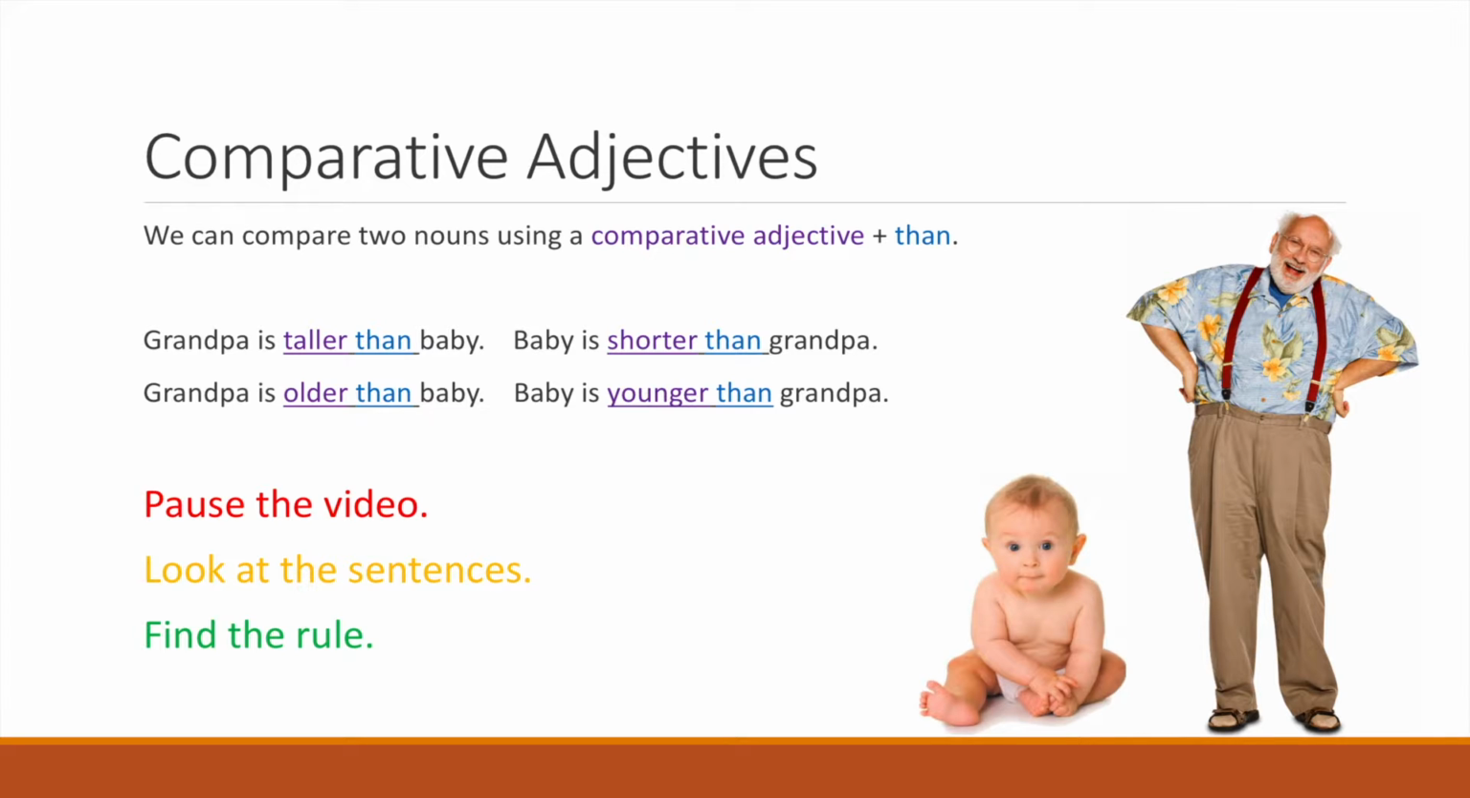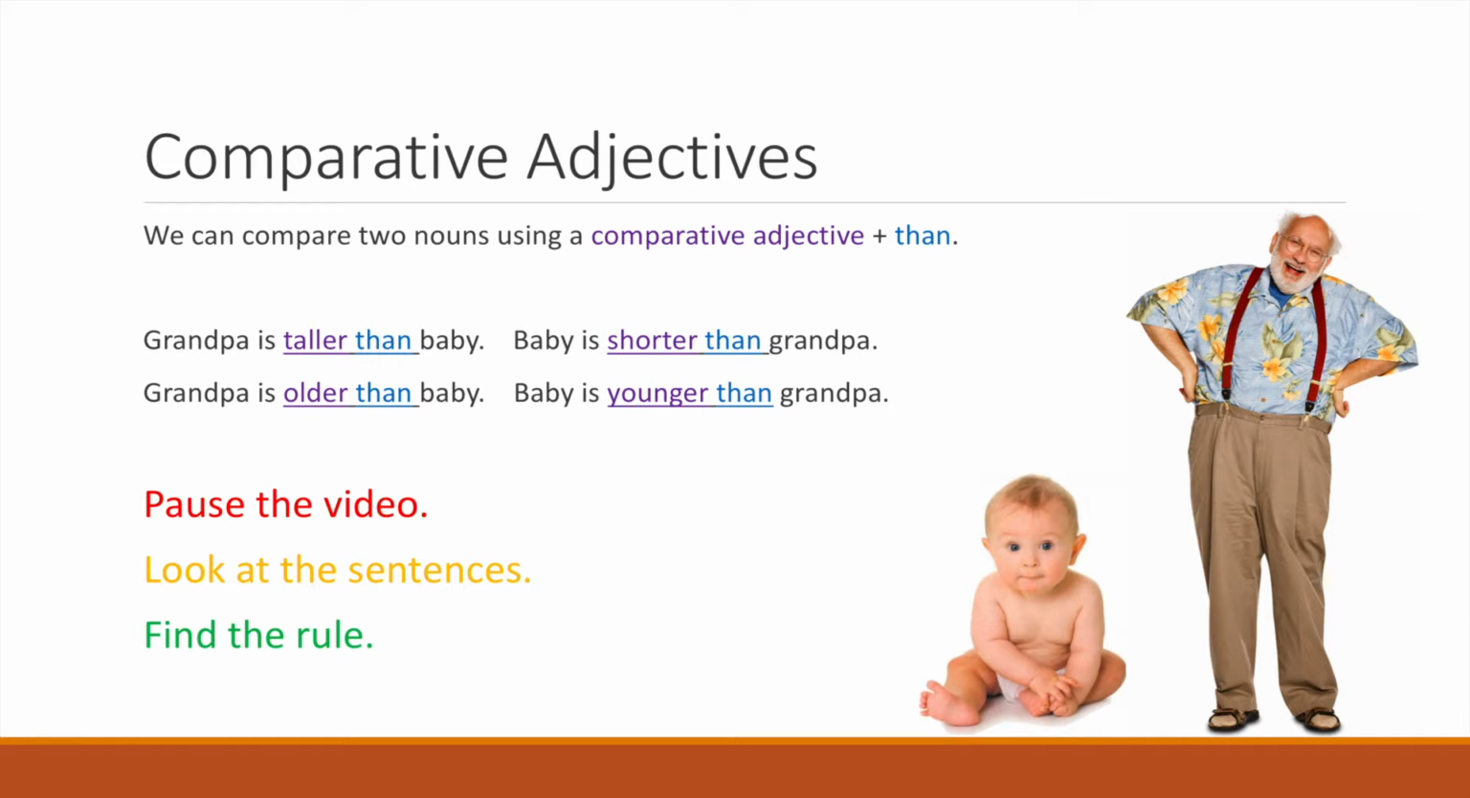Comparative adjectives can be used to compare 2 nouns. In the comparative, we must include the word than. Be careful. This is than with an A, not an E. Here we have some example sentences.